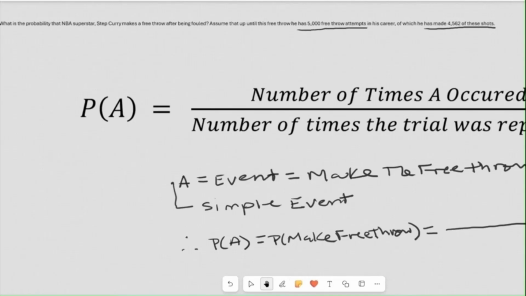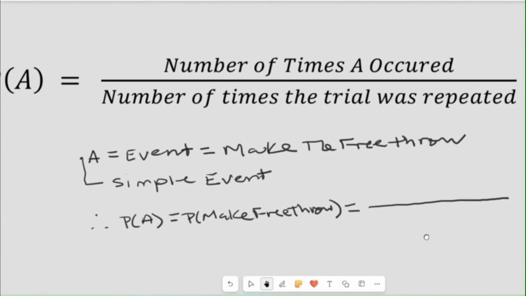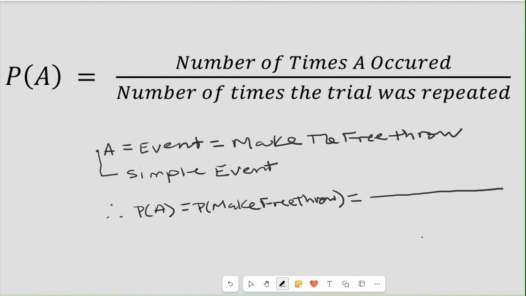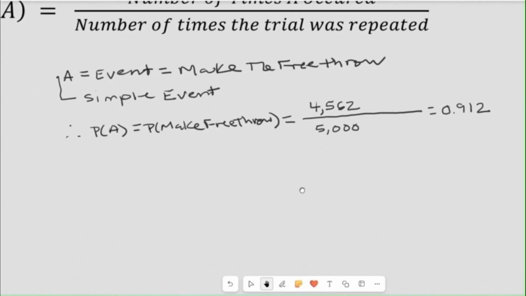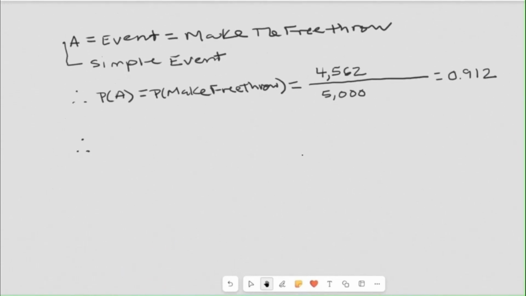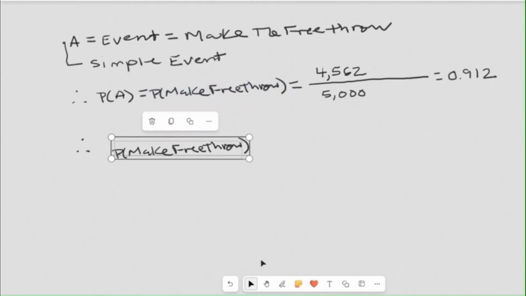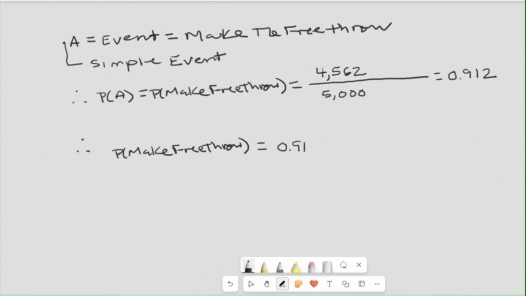Therefore, we can write the number of free throws made up until this point is 4,562, and the number of free throw attempts is 5,000. On calculation, we get a value that is equal to 0.912. Therefore, the probability that Steph Curry will make this free throw attempt is equal to 0.912, or equivalently 91.2%. Let's take a look at our next example.